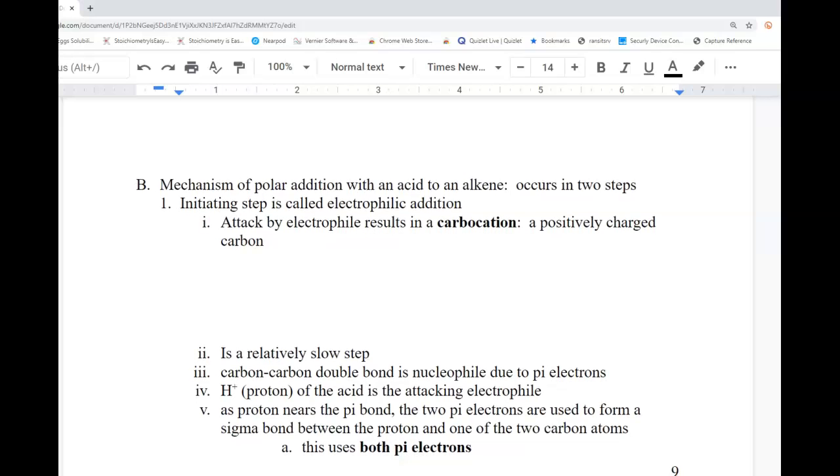So the first step we're going to have here is the attack by an electrophile. Let's say that we have already broken apart our acid, our HCl, or we have broken apart our water into the two parts. If you remember, the water part has to have the hydrogen as a catalyst, and that's going to be what causes the reaction to get started. So let's just pretend for a minute what exactly happens here. We have something resulting in a carbocation, a positively charged carbon.